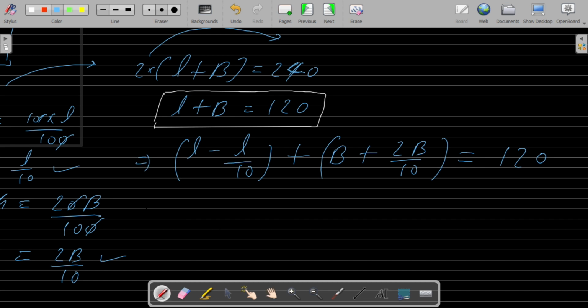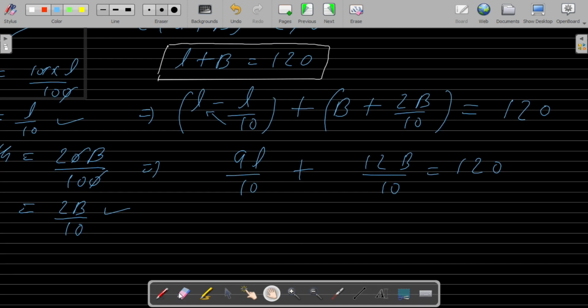Okay, so you will just solve this. To solve this, L minus L upon 10 will be equal to 9L upon 10 by the division method. This 10 will multiply into L, as there is 1 below the L as a denominator. So through cross multiplication it will become 10L minus L, which is 9L. Similarly here 10B plus 2B will be 12B upon 10. This is equal to 120. So now this 120 can become 1200. Let me show you how.